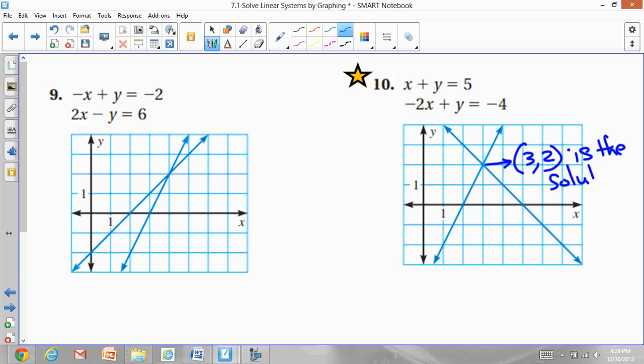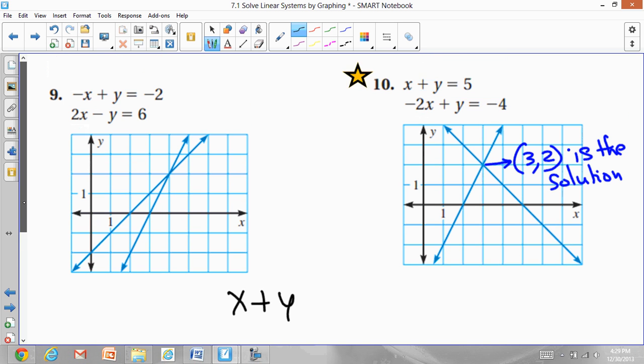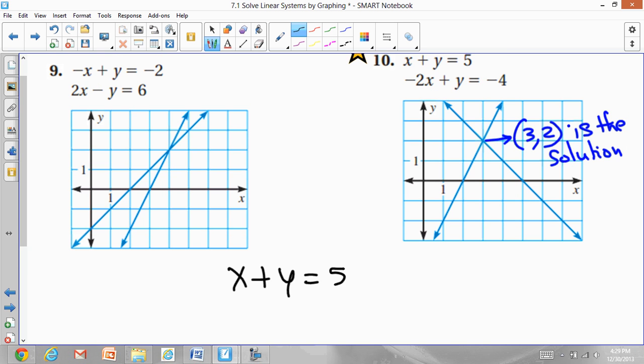If you want to double check whether this is actually the solution for these two equations, you're going to go back to those two equations. You're going to have x plus y equals 5. In this equation, I'm going to replace 3 and 2 for my x and y. My x takes on 3, my y takes on 2. So 5 is equal to 5. So it becomes true for my first equation. My first equation works.